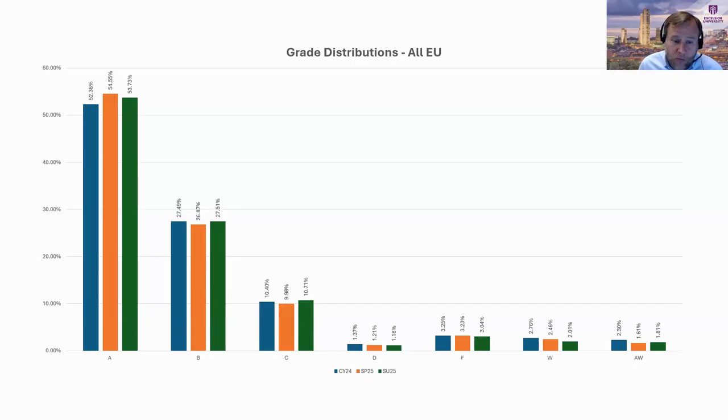And so you can see here, it's a little bit small, but for example, D's decreased from 1.37% of all grades to 1.18, F's from 3.25 to 3.04, W's from 2.7 to 2.01, and AW's from 2.3 to 1.81. This is a small change in terms of numbers, but this is actually a very big change in terms of term over term percentage. This is in many cases a 20, 30, 40% decrease in things like F's, D's, W's, and AW's. So a small number of students, but among those students who are affected by this, the numbers are being cut drastically.